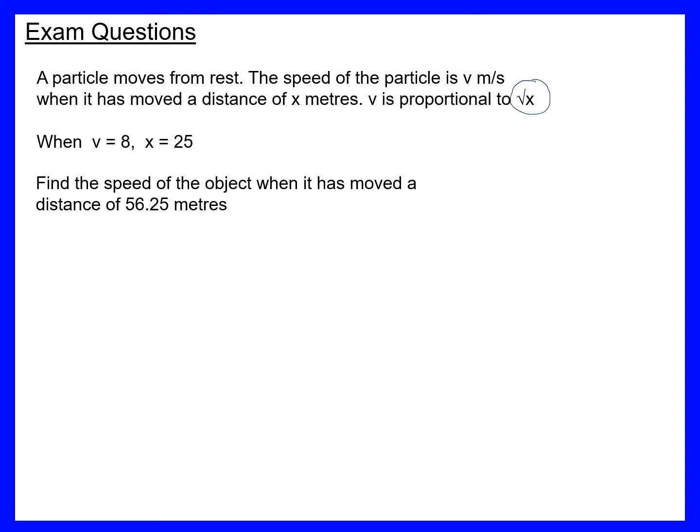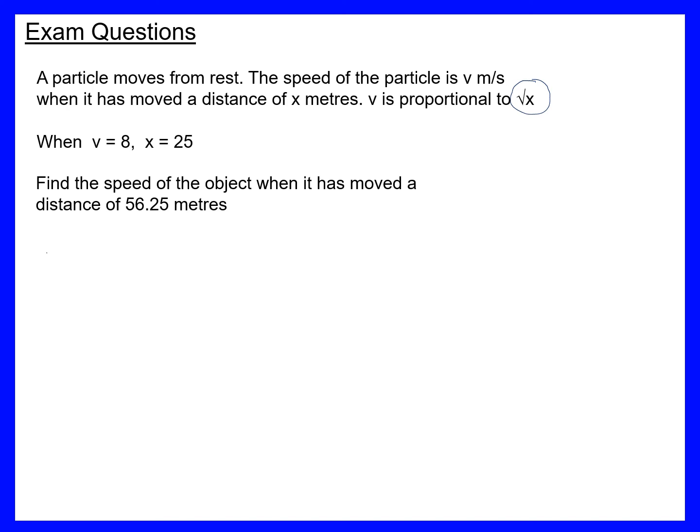When v equals 8, x equals 25, find the speed of the object when it has moved a distance of 56.25 meters. So in this case, they haven't scaffolded it like they did the last question. They didn't ask us to find the equation and then use it. They're just simply giving us the question, but we still need to follow those same steps. We still need to find our equation first before we'll be able to use it. Remember, they'll always give us our 2 initial values, and then they're asking us to use a second value afterwards.